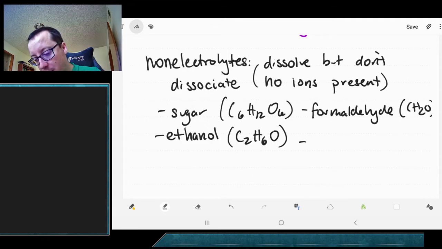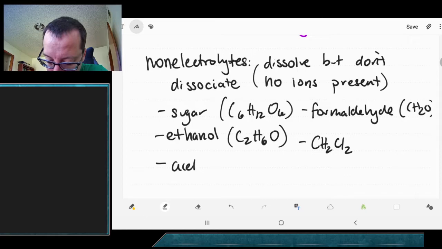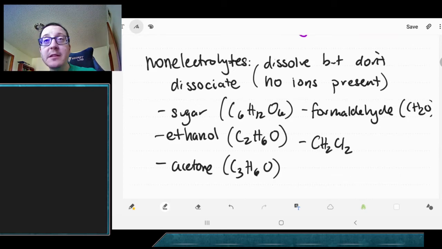What would be a good example of some other covalent compounds? To a little extent, we have dichloromethane, which can also dissolve. It's not going to break apart. We also have acetone. As you can see, most of these are hydrocarbons, right? Or carbohydrates. Carbon-based molecules typically are the ones that will dissolve, but they will not dissociate. All right, and so they just dissolve and that's it.